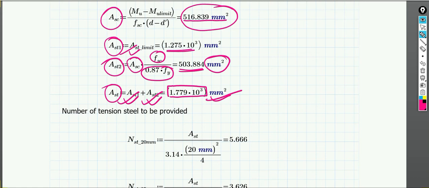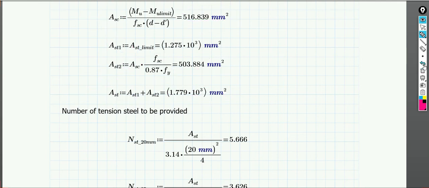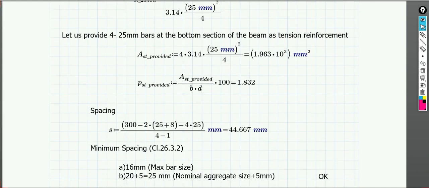Okay, so this is how we have calculated the ASC and AST, that is compression steel as well as tension steel. So now there is not much work left. Now we have to just find out how many bars are required. Okay, calculation of bars and spacing and all.